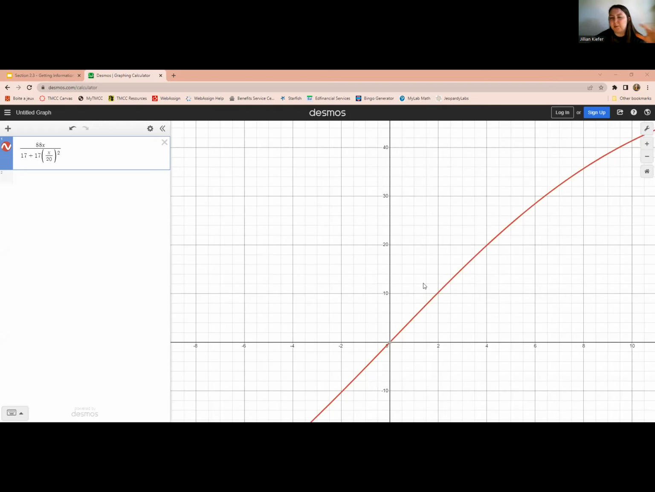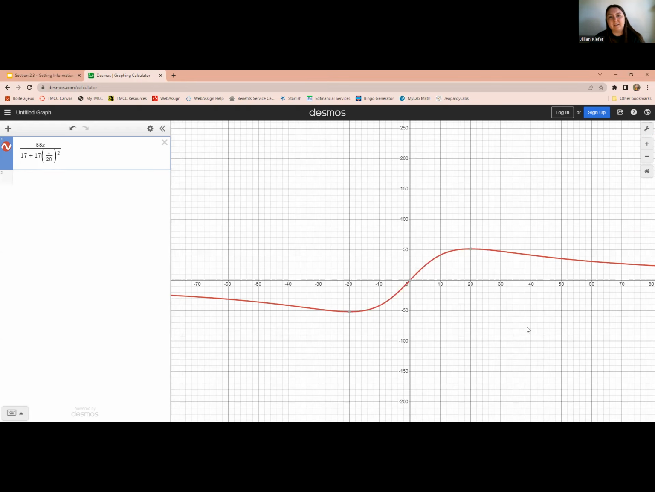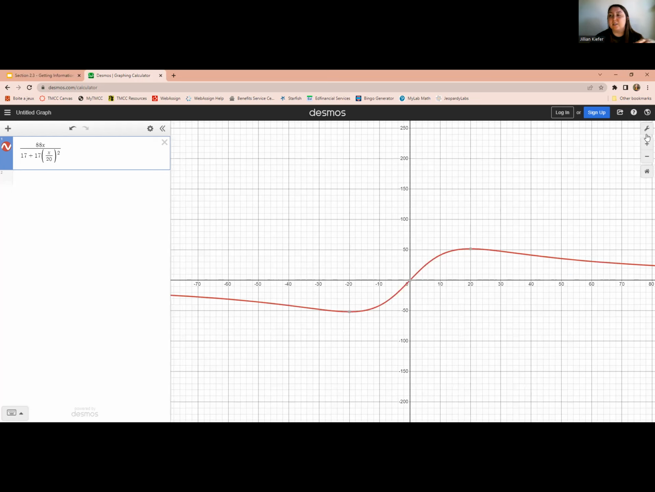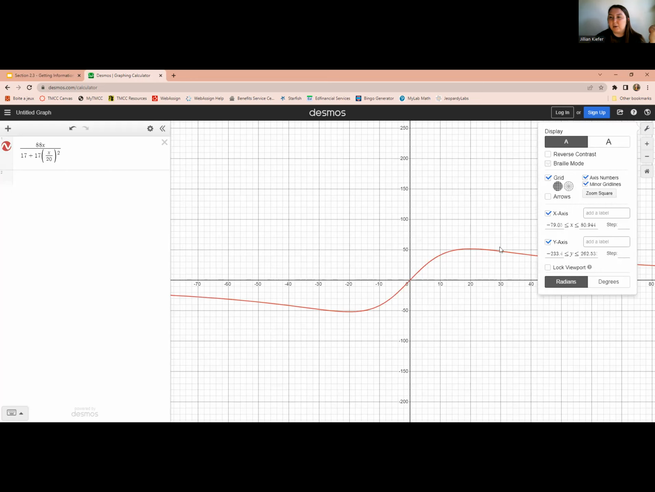The screen was pretty much set the same as we saw in the last one. So the moment we type in this function, this is what it looks like. It's not that great, but let's go ahead and zoom out a little bit. Okay, this gives us a better idea of what our function looks like. So we're going to adjust our settings to make sure that we're getting the best possible image. We see that we have the max point here dangling around 50. Let's say that we're going to go from 0 to 60 for our y-axis.